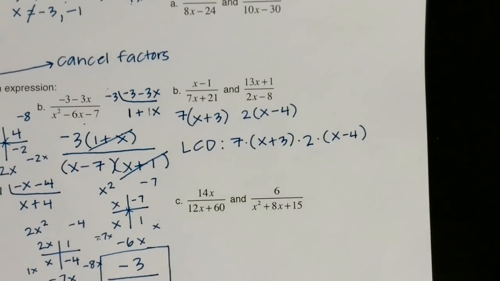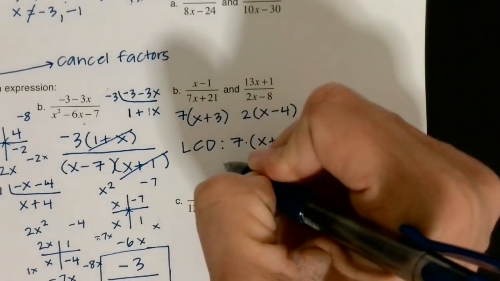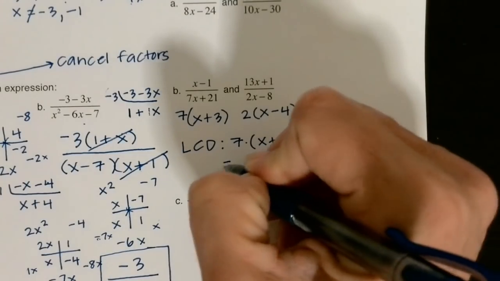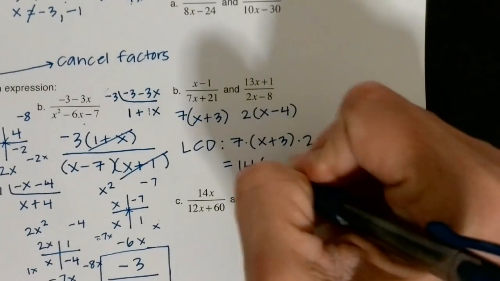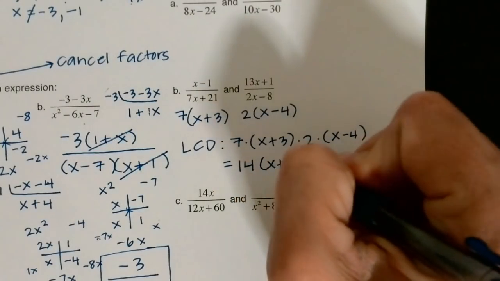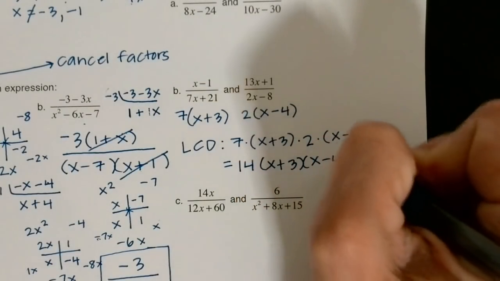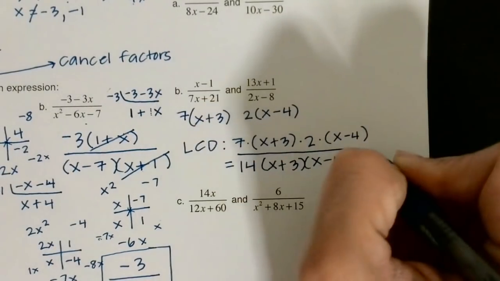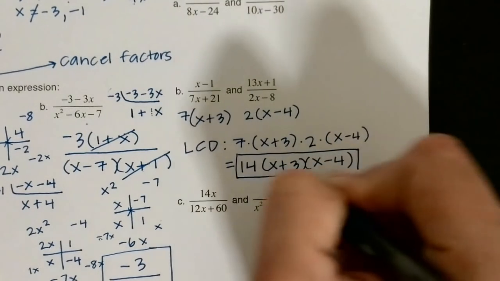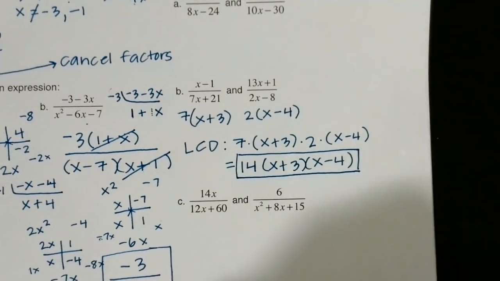So that looks really simple, right? You just find all the factors and write them down. Well, that's the most basic one, so that was pretty simple. So the LCD would be 14, because 7 times 2 is 14, times x plus 3 times x minus 4. And that is our LCD for that one right there. Okay, so let's practice in C before we move back up to A.